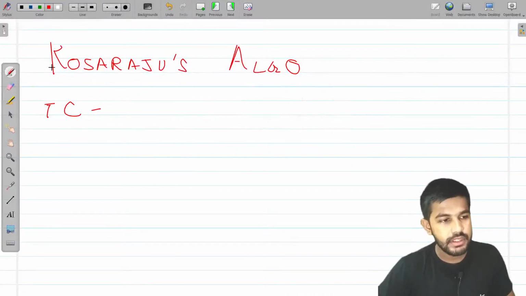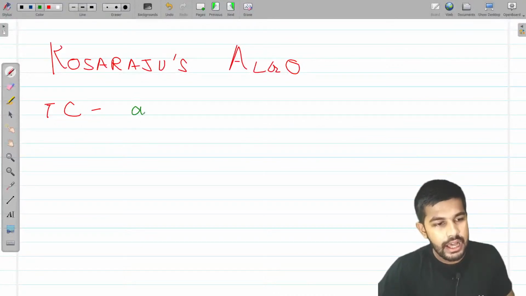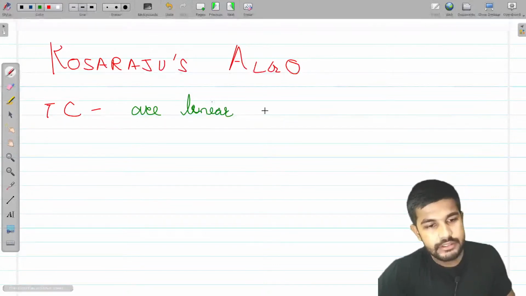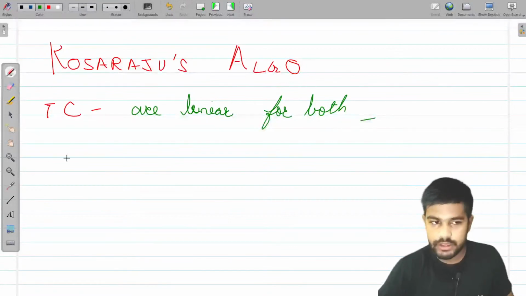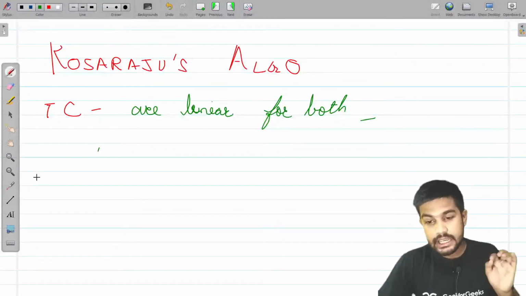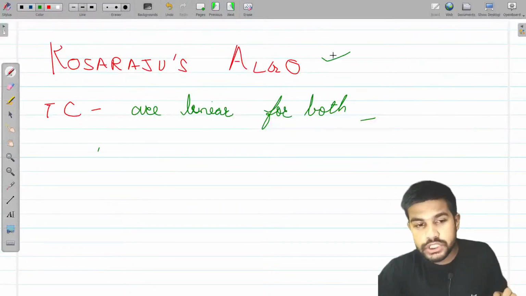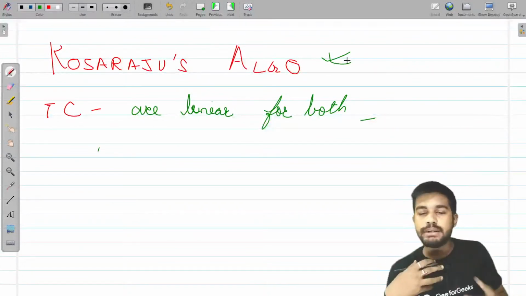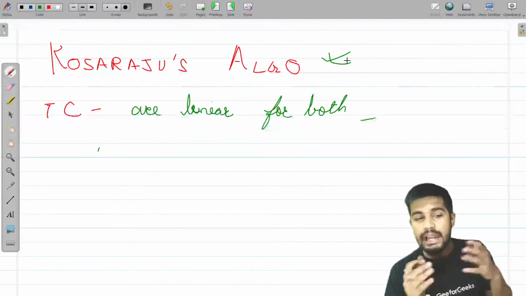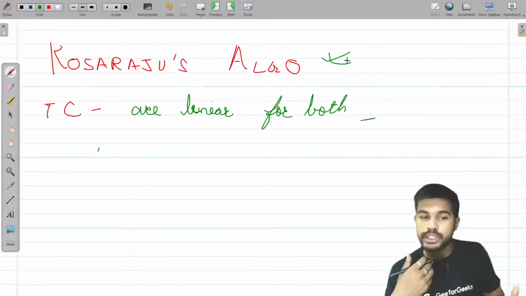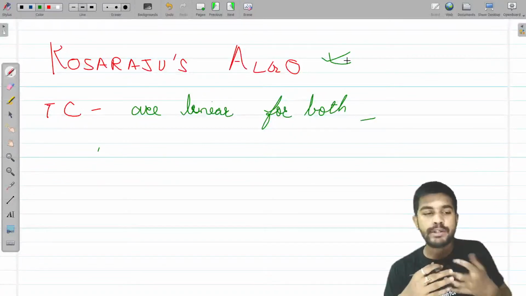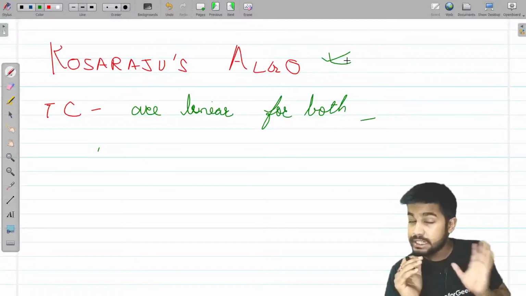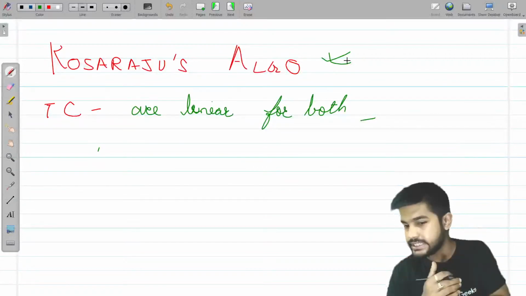Time complexity is linear for both. Okay. Next thing is that the implementation of Kosaraju's algorithm is a little bit easier. And why should we learn about both when time complexity is the same, everything is the same? We should learn about Kosaraju's algorithm. I will tell you that when I teach this.